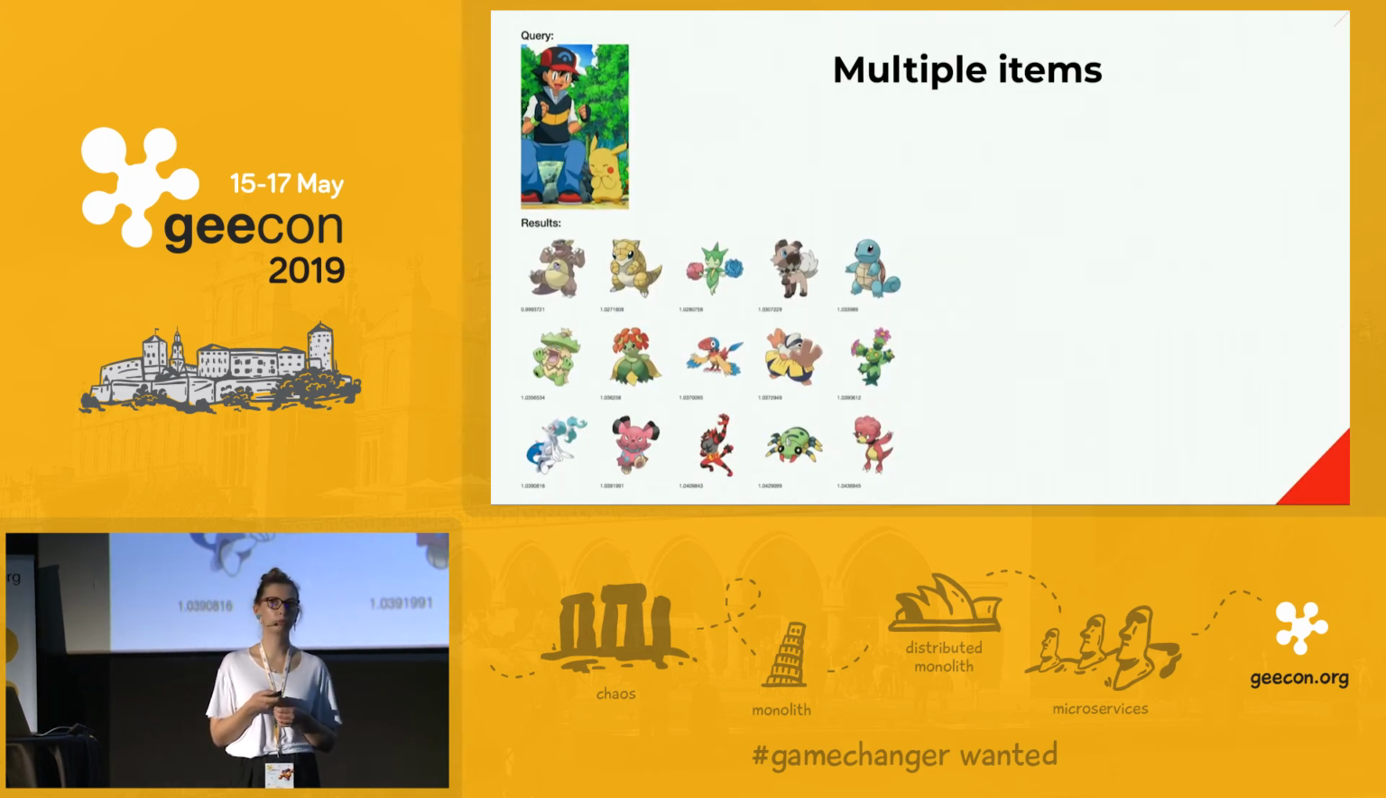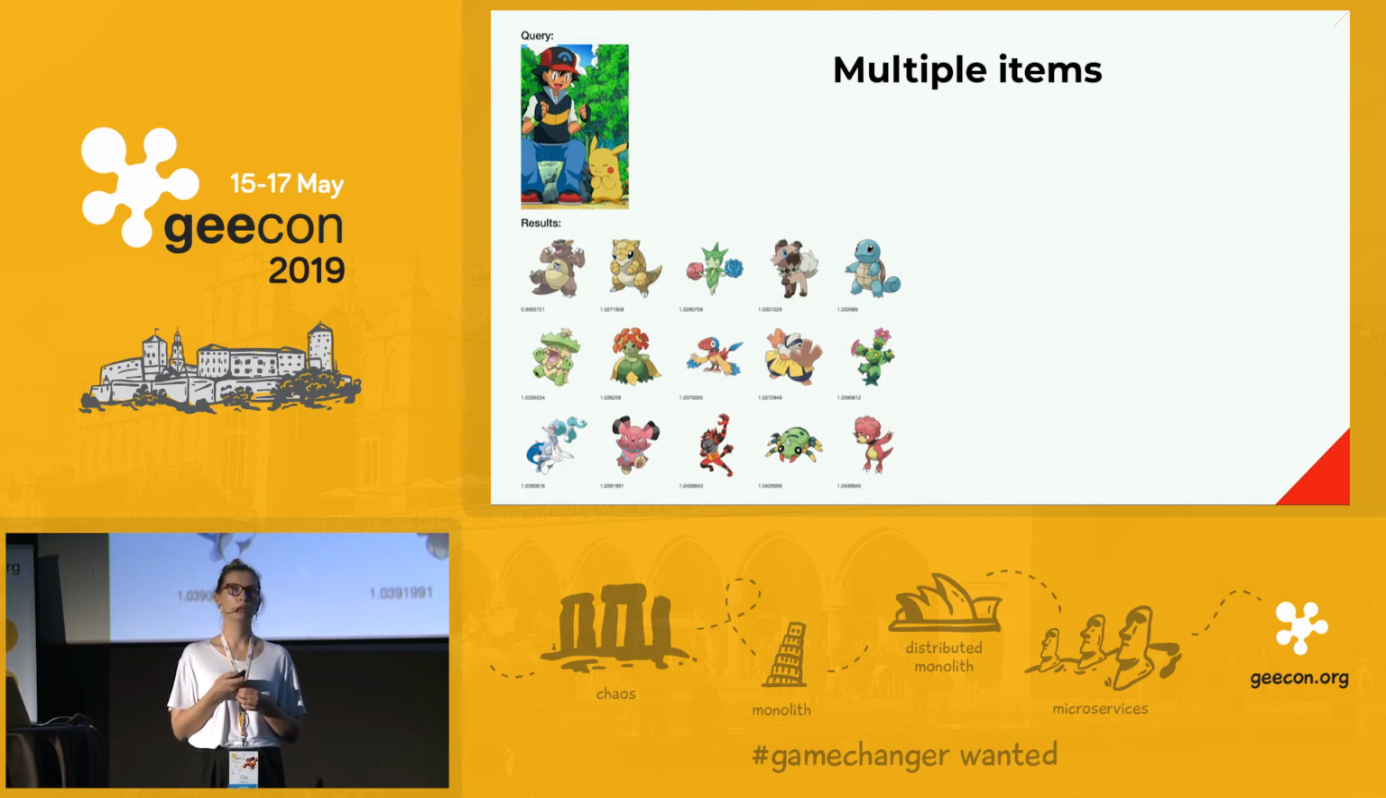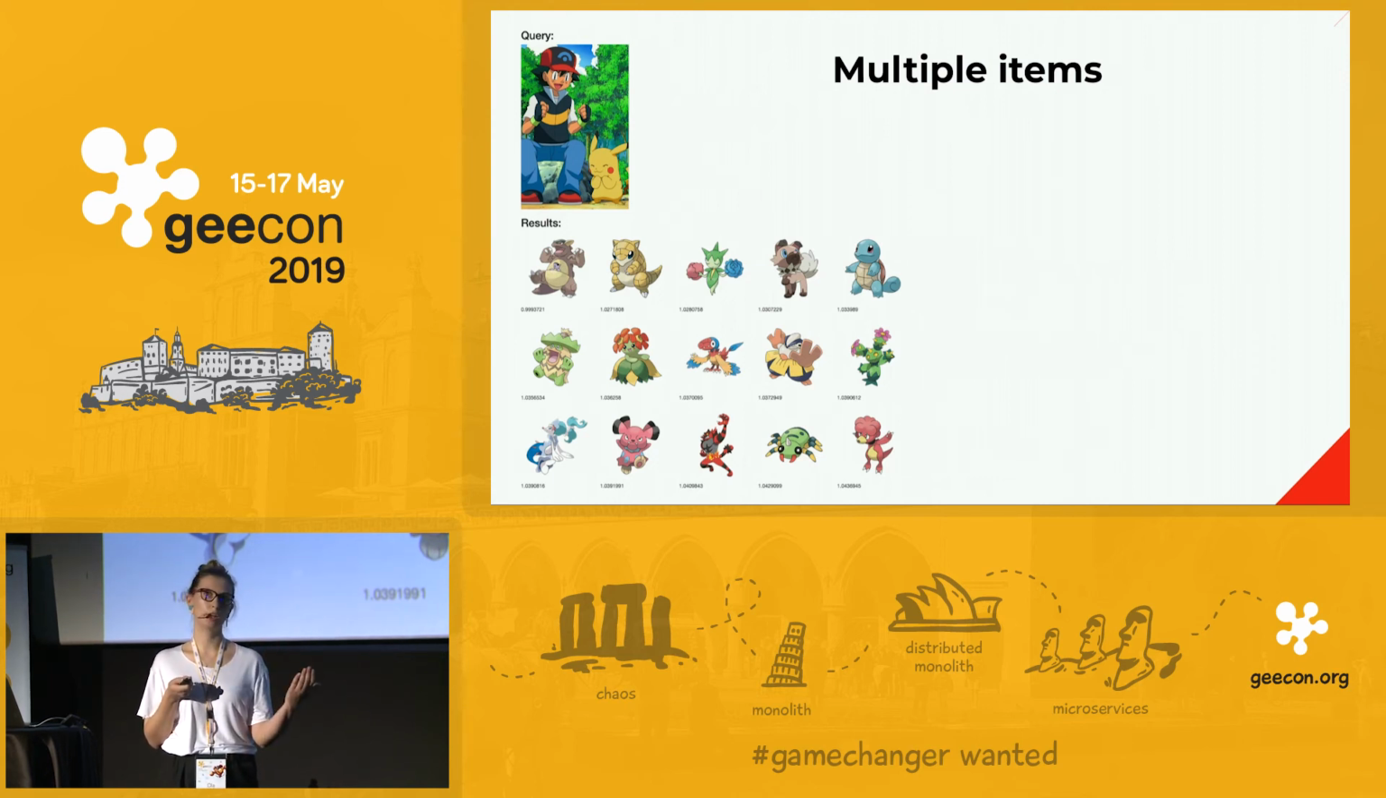And if you have multiple items, it also affects the results. So for example, here, you have actually two objects. You have Pikachu and Ash. And actually, the model doesn't know what to look for. So most of the results are related to Ash and not to Pikachu.